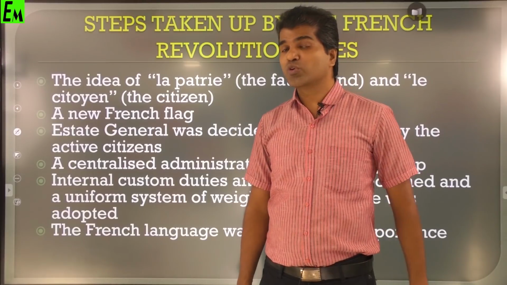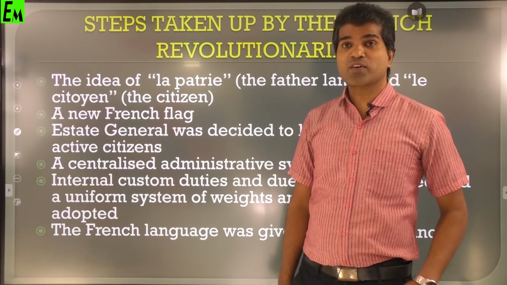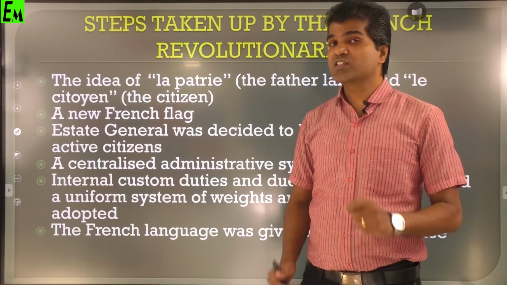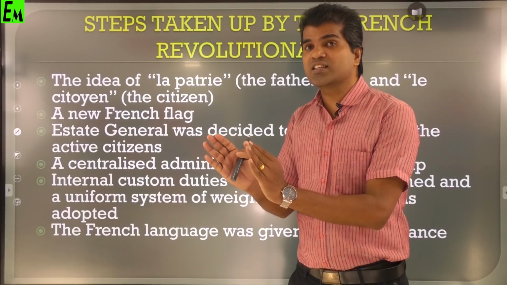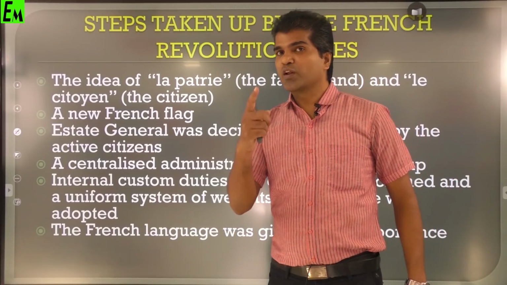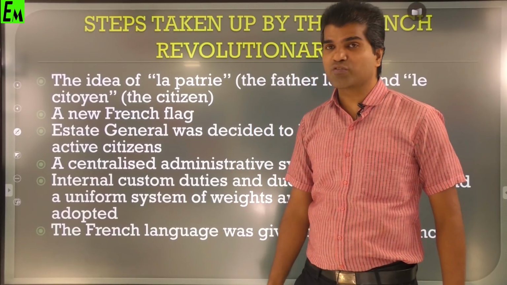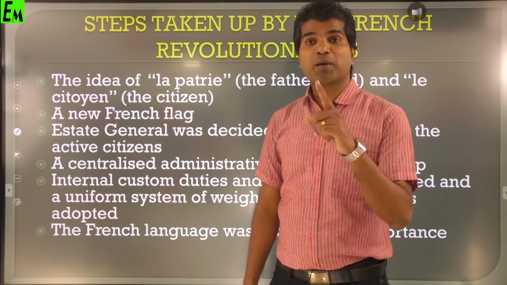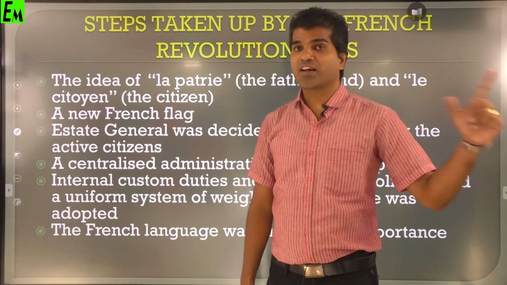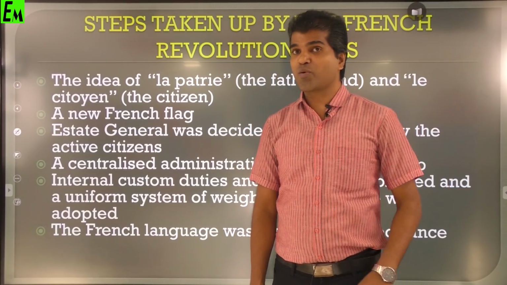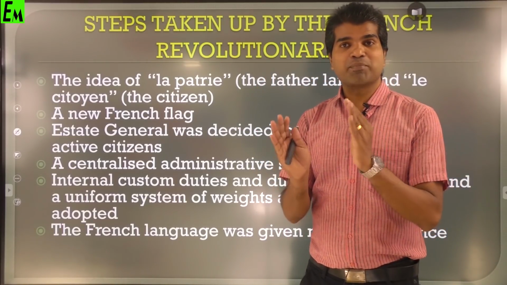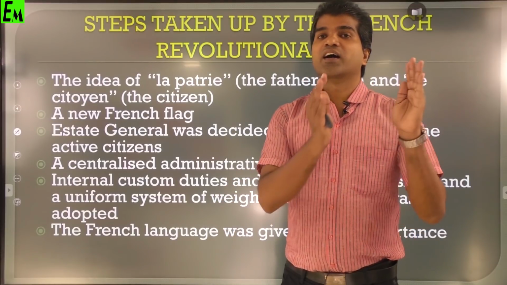At the same time, you have to recollect the Estates General from the 9th standard. Do you remember? The Estates General was the political body of representatives from each estate. When Louis XVI called for the Estates General, there were 300 representatives from the nobles, 300 from the clergy, and 600 from the commons. That meeting is known as the Estates General, the political body of representatives from the different estates.